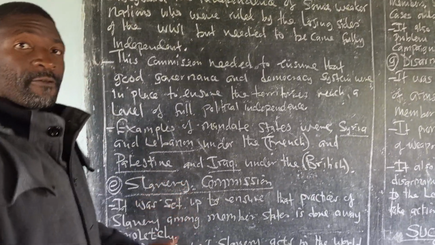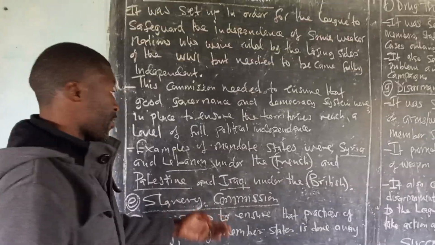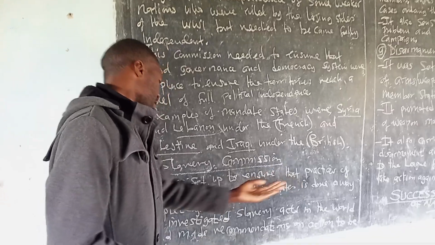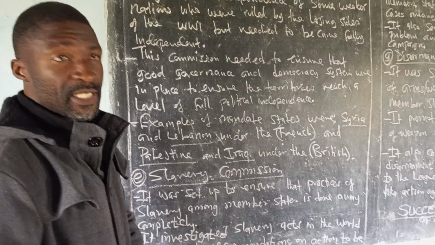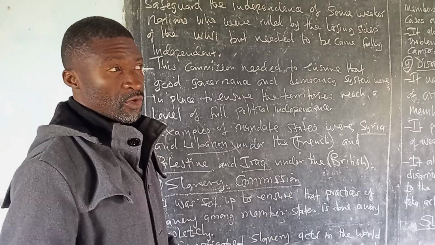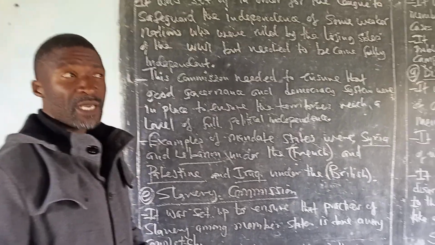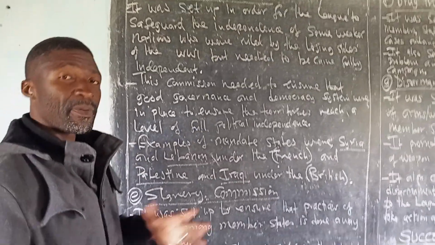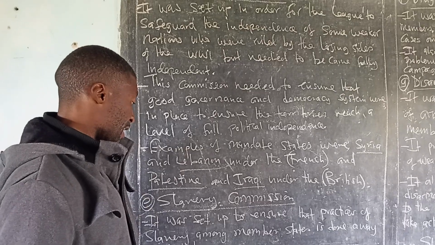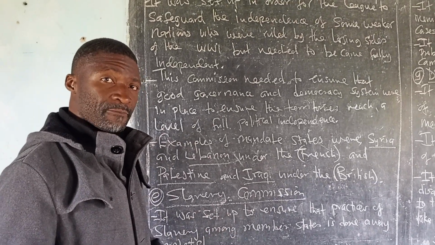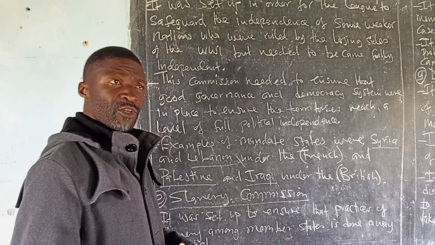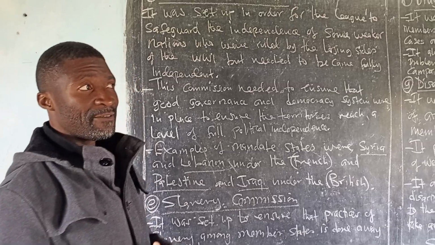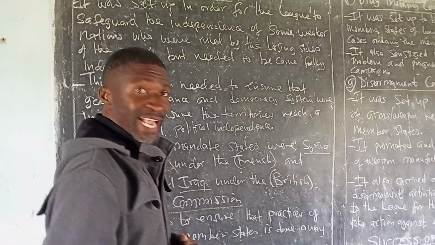Moving further, we had the Slavery Commission. The Slavery Commission was set up to ensure that the practice of slavery among member states was a thing of the past. You know, by 1920 some of the European states were still practicing slavery in different parts of the world. It was important that the League investigate those slavery acts so that in the long run all nations among the European states attain a slavery-free reality.